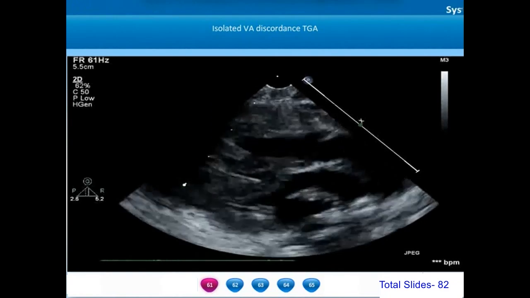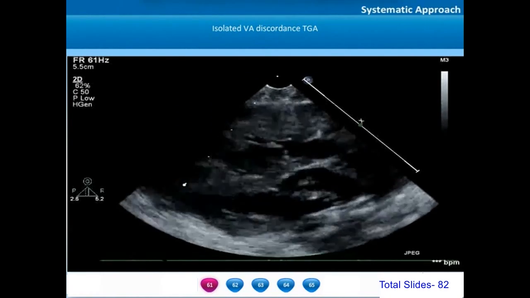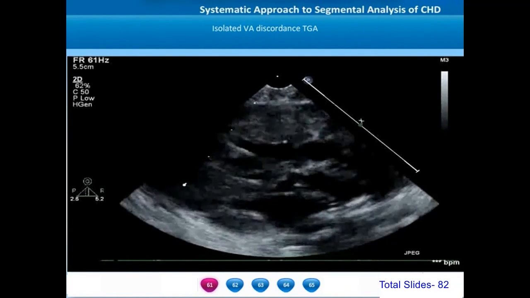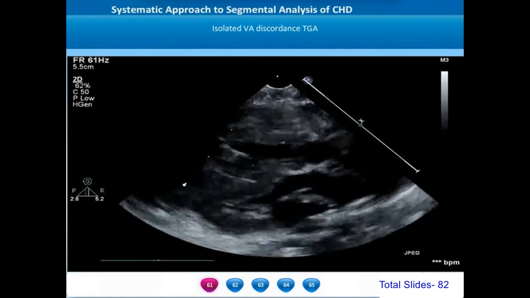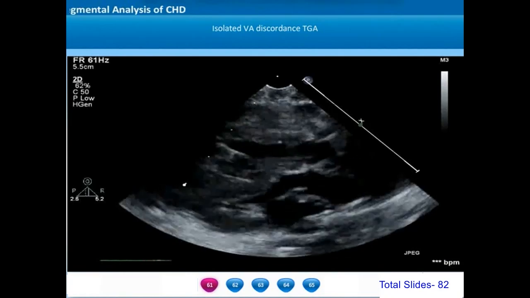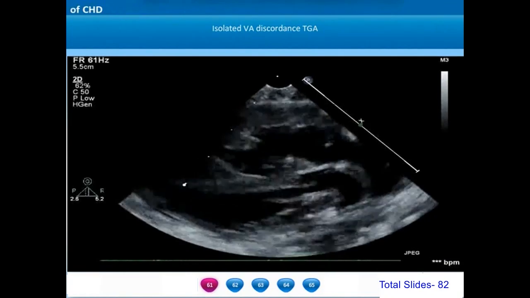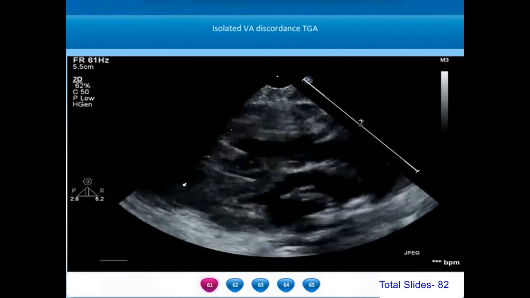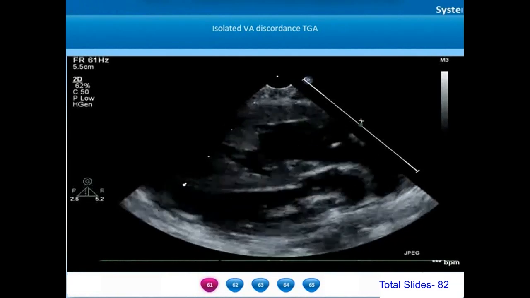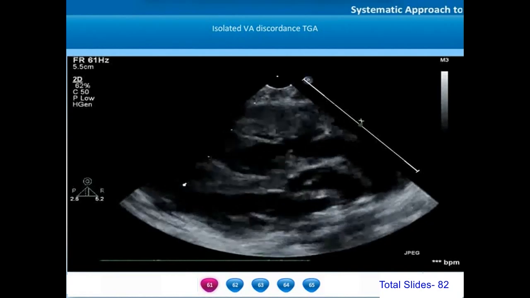In this parasternal long axis view, we can appreciate that the anterior right ventricle is giving off the aorta and the posterior left ventricle is giving off the pulmonary artery, leading to ventriculo-arterial discordance. This is the characteristic feature of transposition of great arteries. We can notice that both the great arteries are coursing parallel to each other.